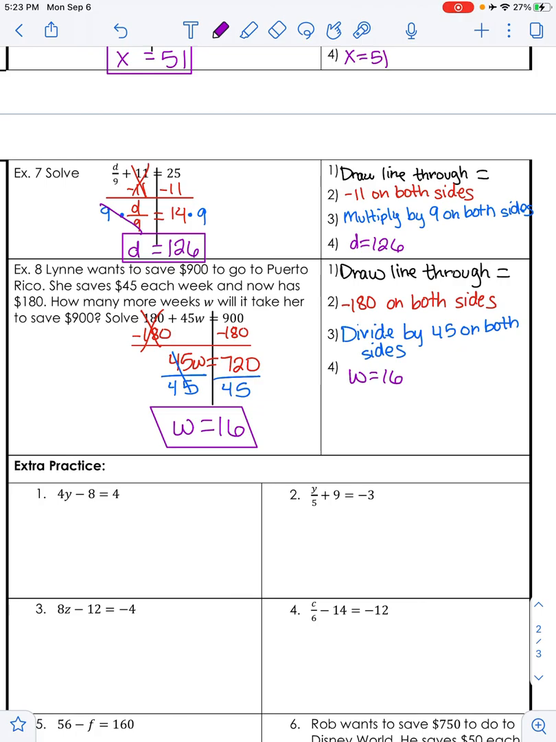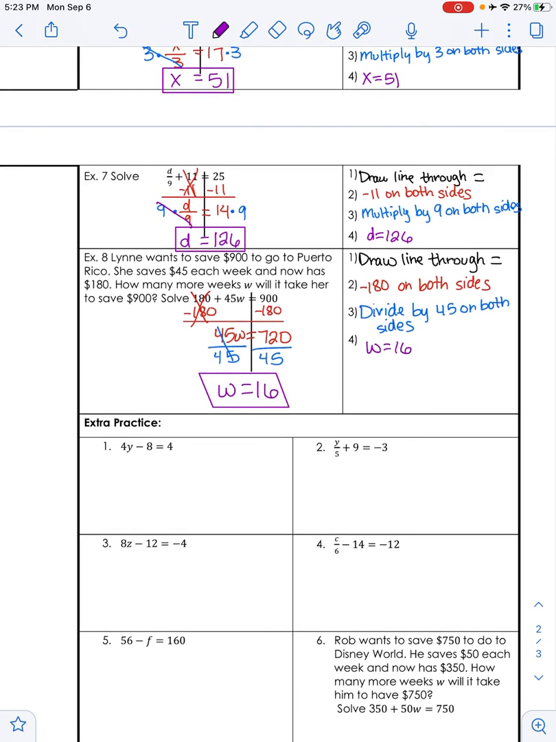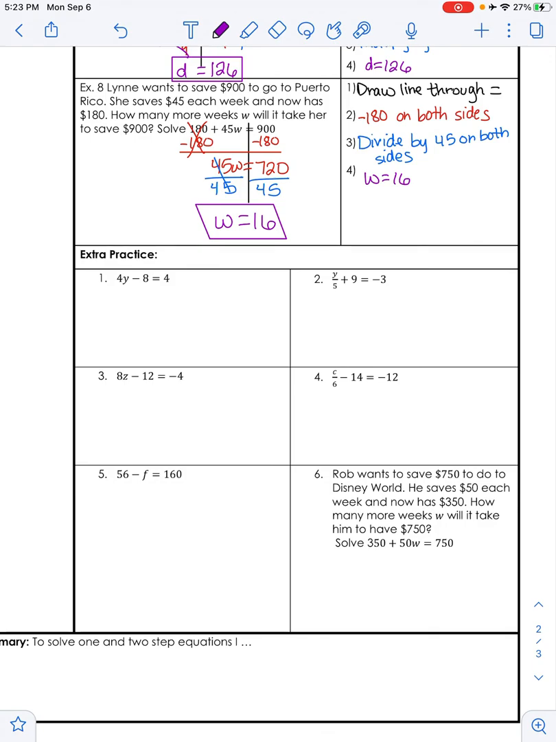Now, what does this answer actually mean? Well, it means that in 16 weeks, Lane will have a total of $900, so she can go to Puerto Rico.